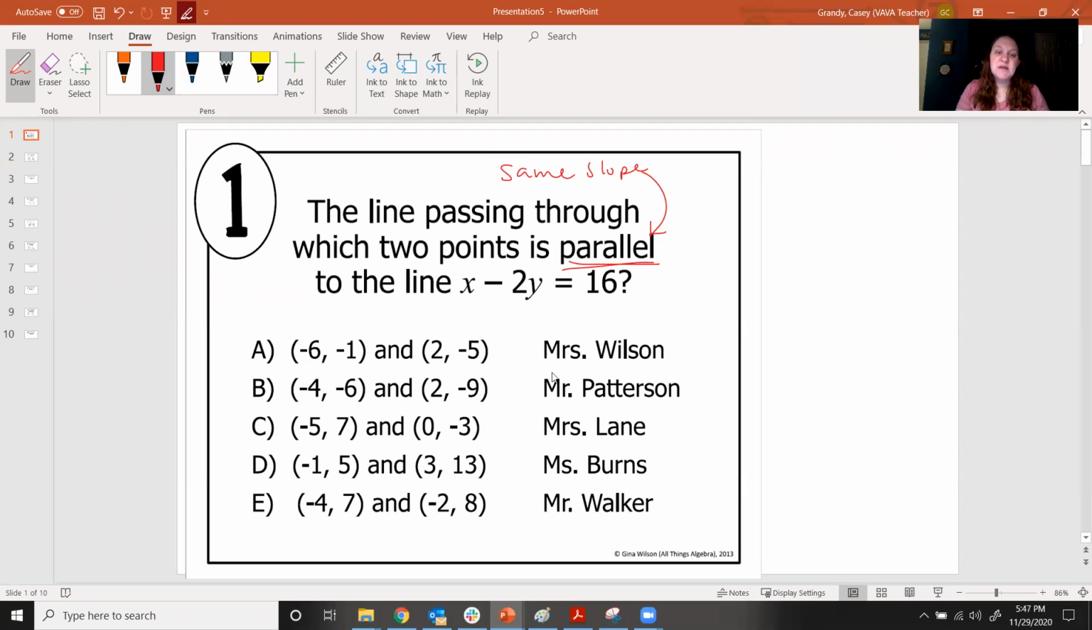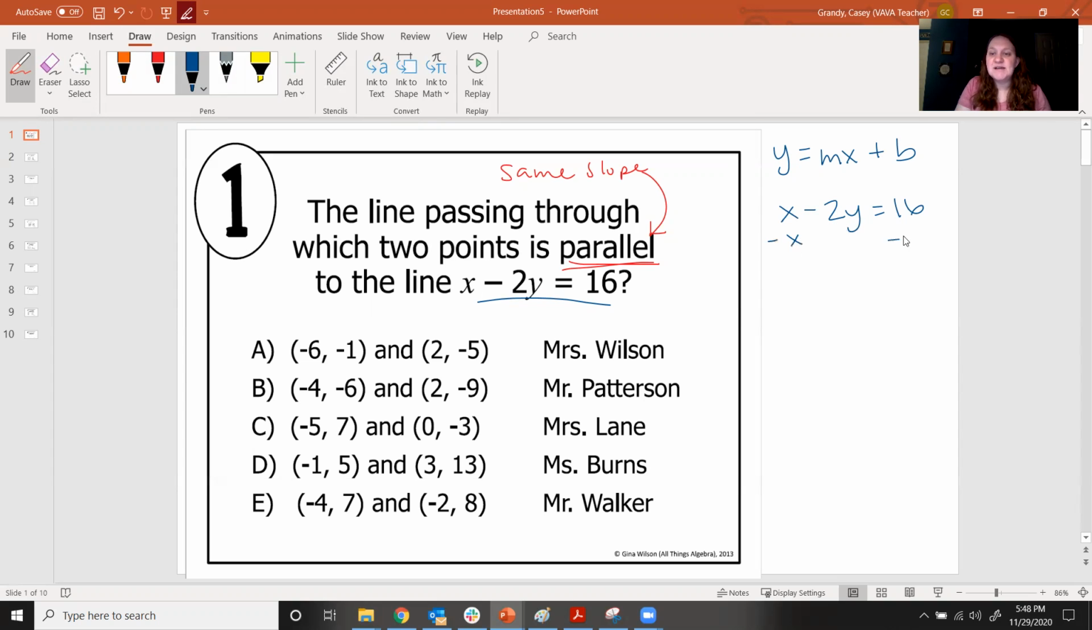Okay, so what we're going to do is find the slope of our line, and then find which 2 points have the same slope as our line. Now, when we want to talk about the slope of a line, we really want our equation to be in the form y equals mx plus b. Right now, this is not in that form. So we're going to take our equation and solve for y to get it in the form that we want. So I want to get y by itself.